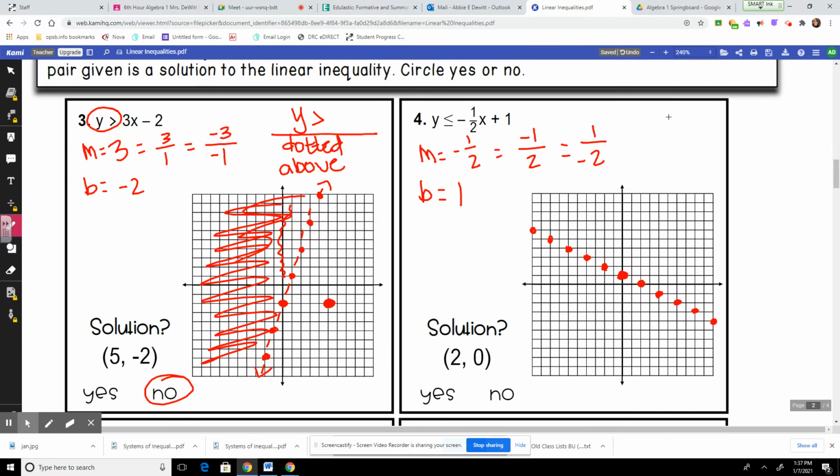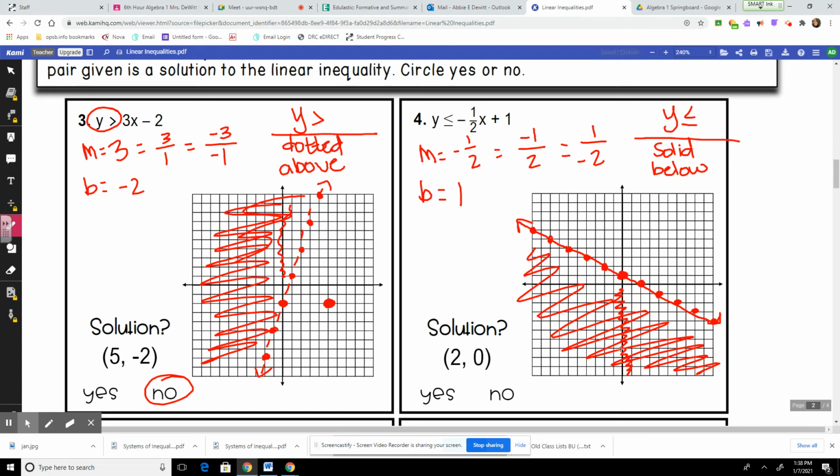All right, so now I need to determine, is my line dotted or dashed and do I shade above or below? Y is less than or equal to. I have a solid line underneath there, so my boundary line is going to be solid. And then y is less than, which means I'm going to shade below. So I'm going to have a solid line connecting all of my points here. And I'm going to shade below to represent all the y values that are less than my y-intercept at positive 1.